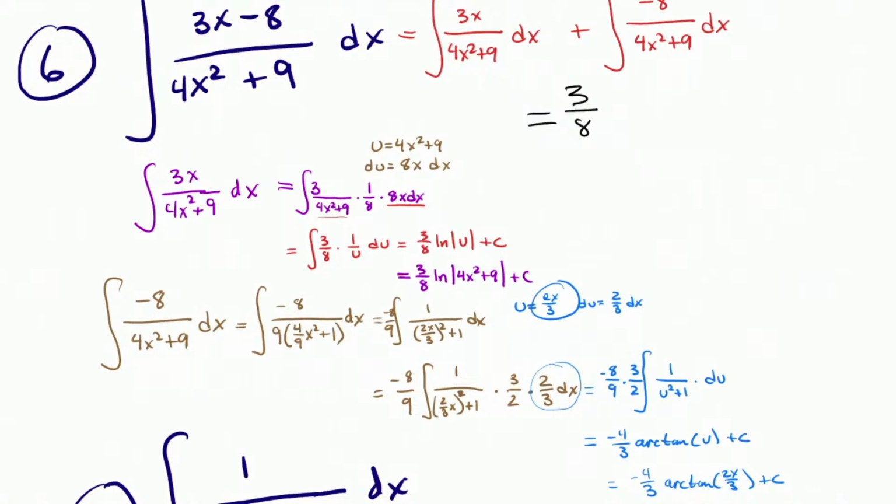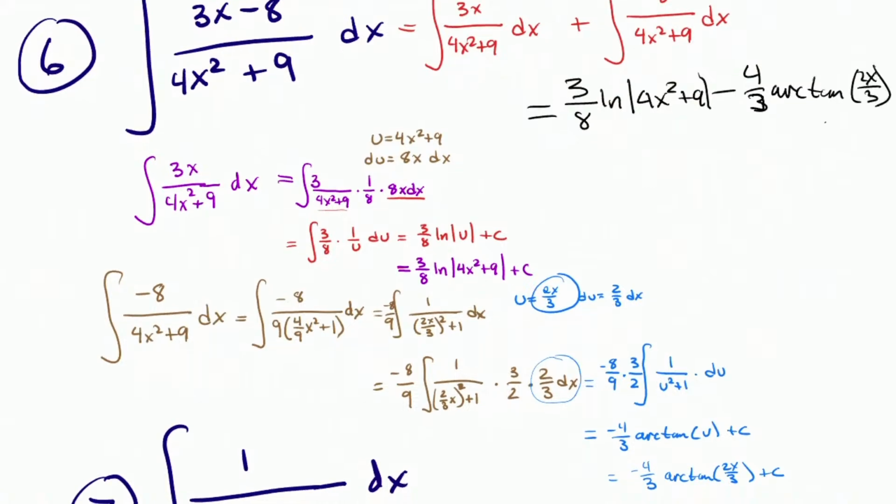We have 3/8 natural log of 4x squared plus 9 minus 4/3 times arctan of 2x over 3. And we only need a single C there. You don't need multiple C's. Even though I have a C here and a C there, I just did that out of force of habit. But that's the final answer in all of its glory.